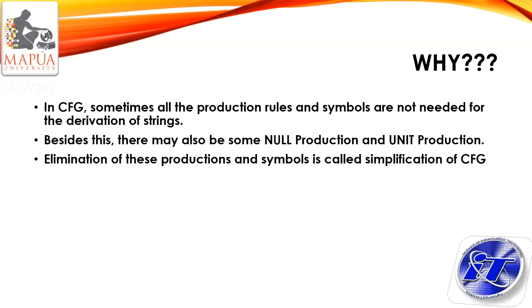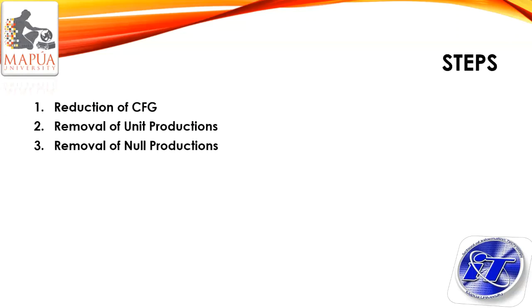Okay, so for the simplification of CFG, we have three steps. First, reduction of CFG, so elimination of symbols and some rules. Second will be removal of unit production, which will be discussed in the next video lecture, and also removal of null production, again in the next video lecture. So let's focus on reduction of CFG.